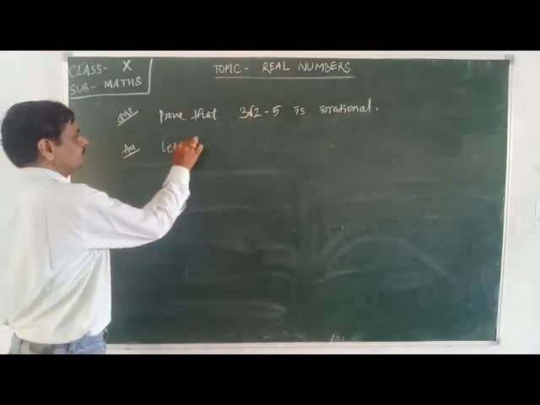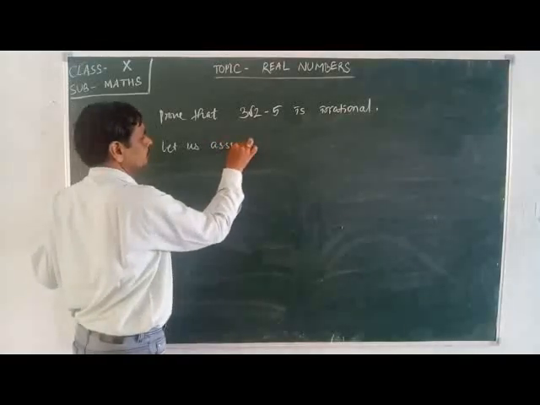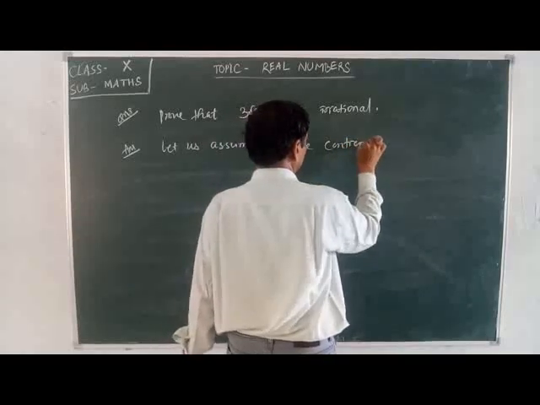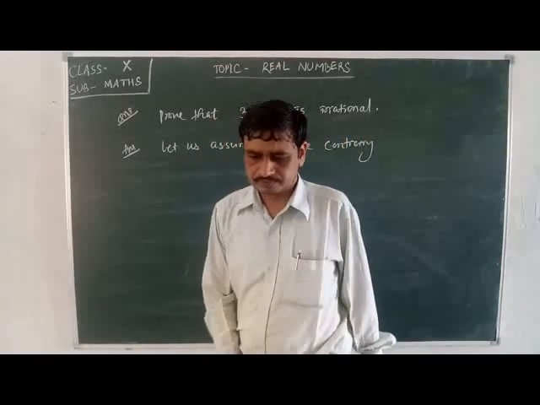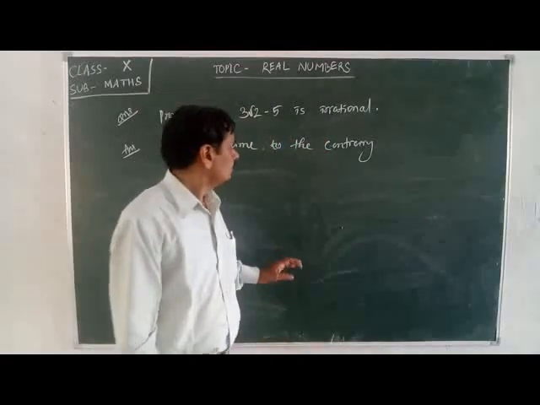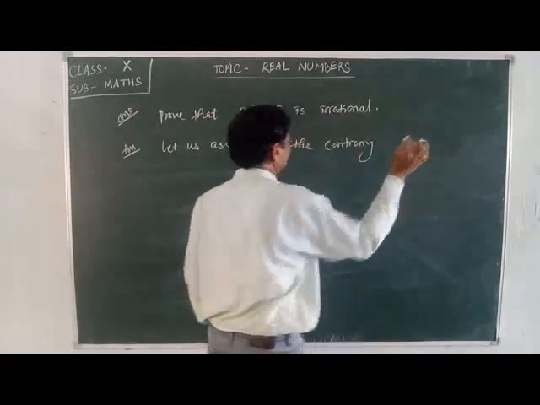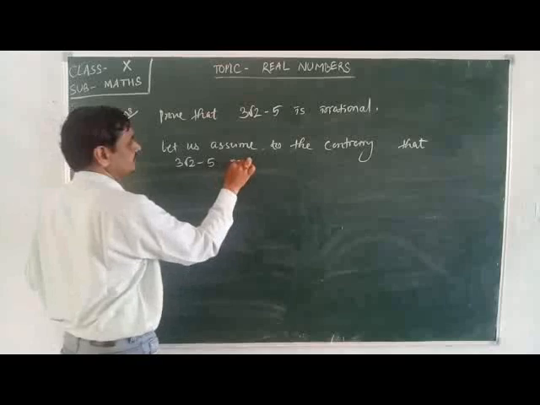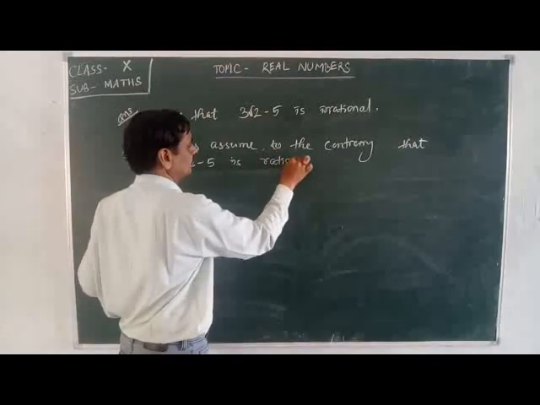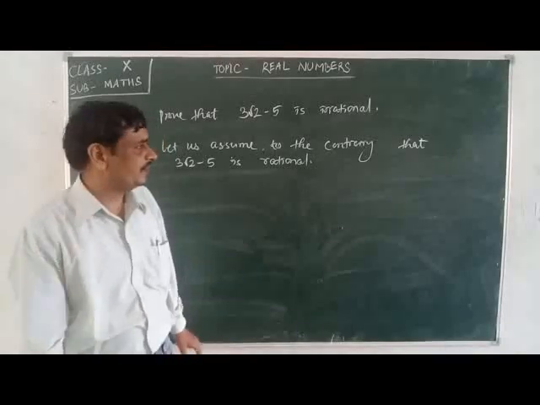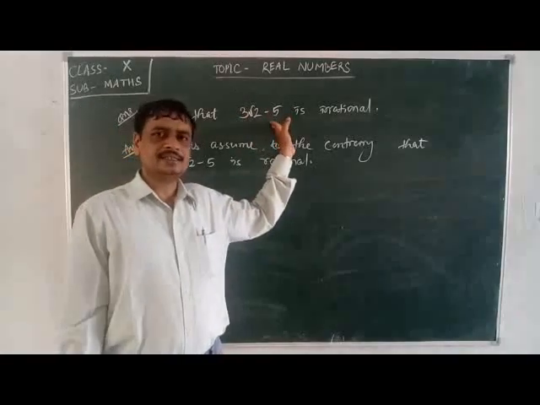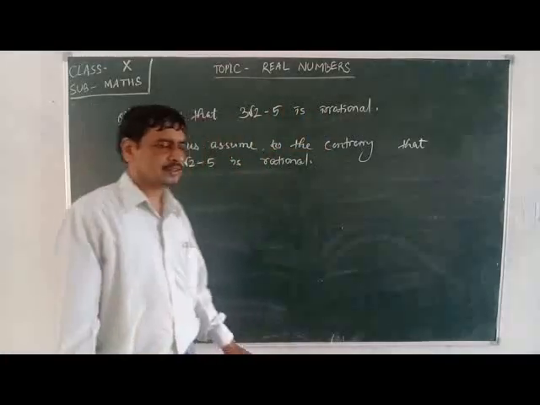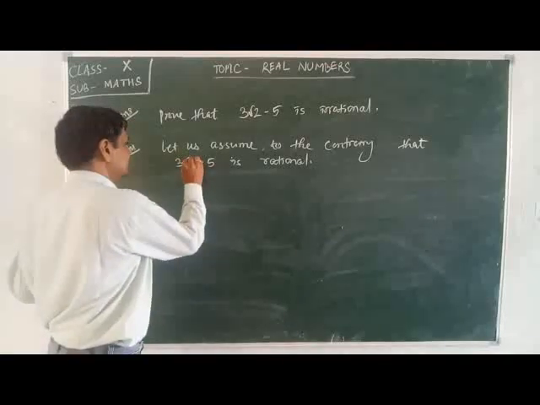Let us assume to the contrary that 3 root 2 minus 5 is rational. We will assume the number that we are asked to prove irrational is a rational number. Here, 3 root 2 minus 5 is rational.